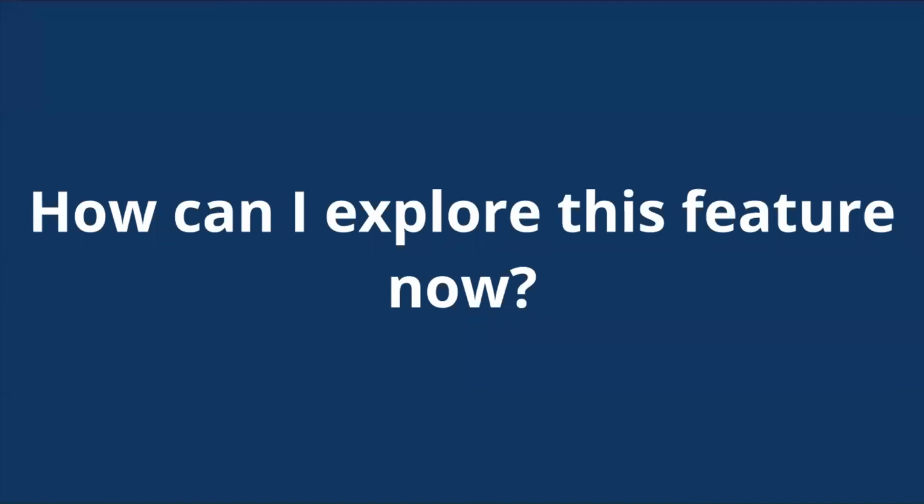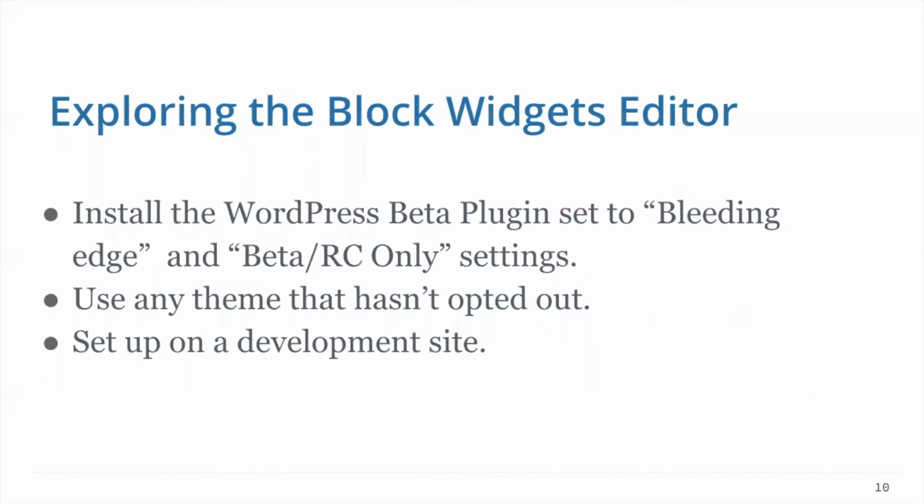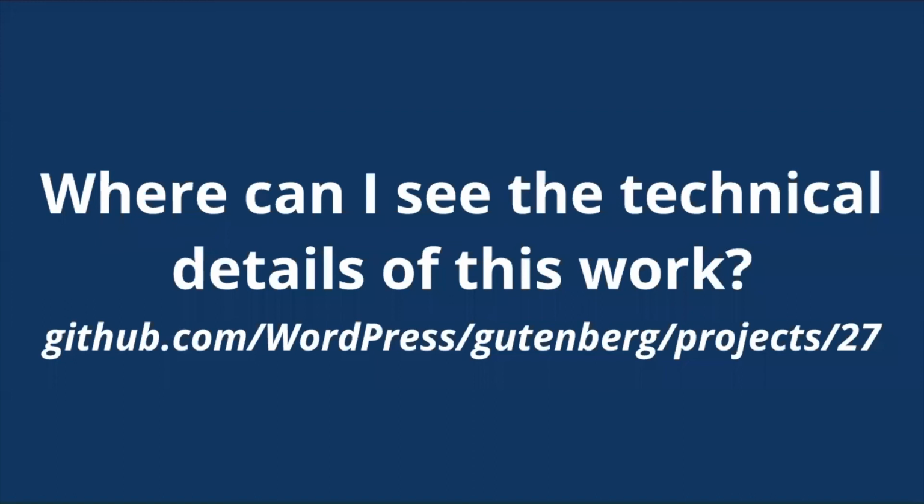So how can I explore this feature now? Let's say you're trying to get ready for 5.8. You want to see what's to come. Here are the steps you can take. You want to install the WordPress Beta plugin, set it to bleeding edge and to beta/RC only settings. This will allow you access as long as you're using a theme that hasn't opted out yet. I do want to recommend you set this up on a development site because we are in the beta/RC period when this video comes out. So just something to keep in mind is it's always good to do tests on development sites.